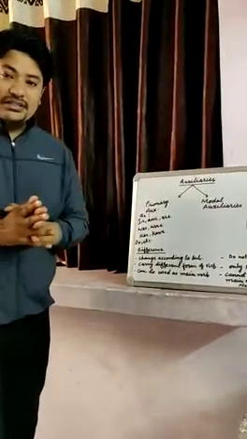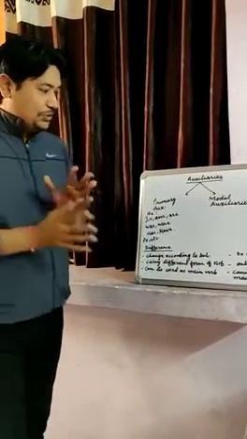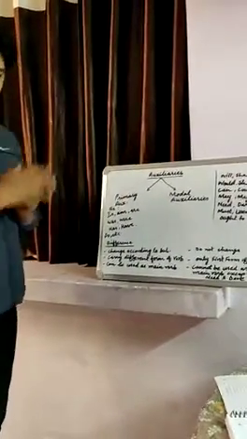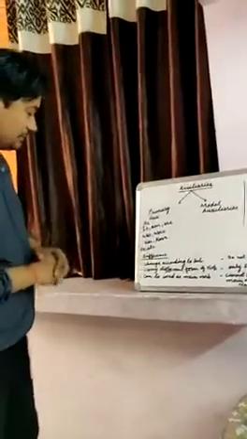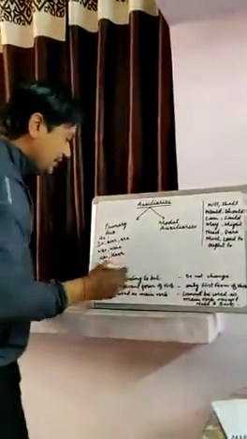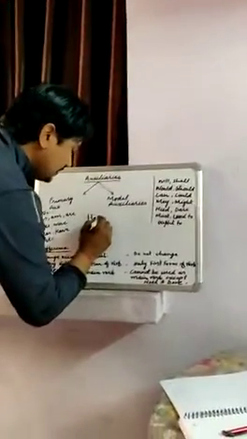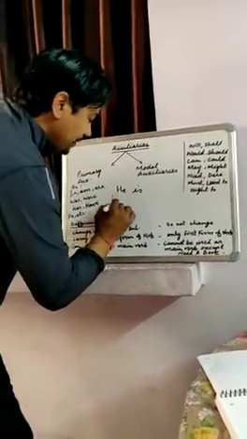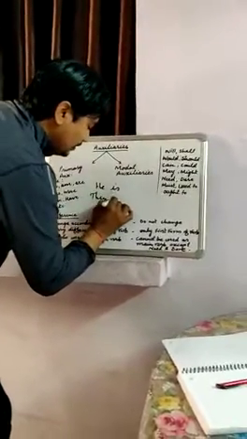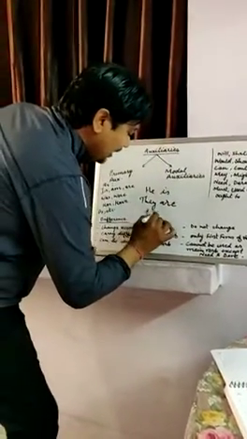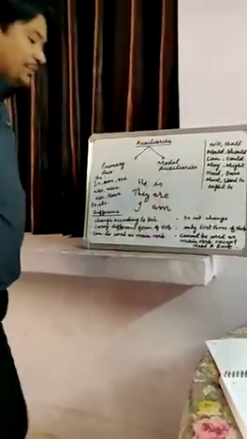Now, there is a difference between modal auxiliaries and primary auxiliaries. Let me clear it. The difference is primary auxiliaries change according to the number of subject. Means, if you are using he, you will use is. If you are using they, you will use are. If you are using I, you will use am.